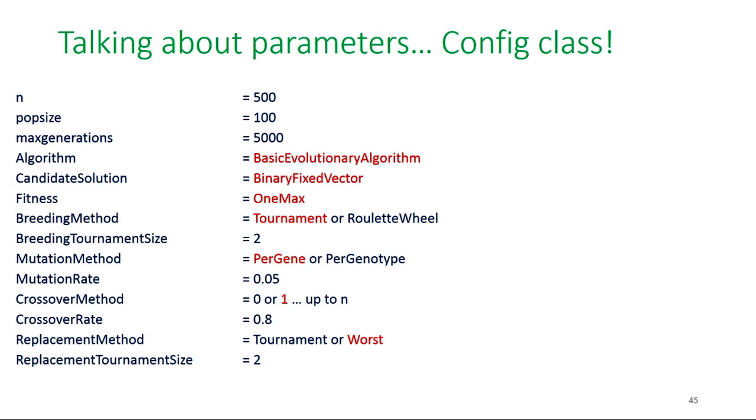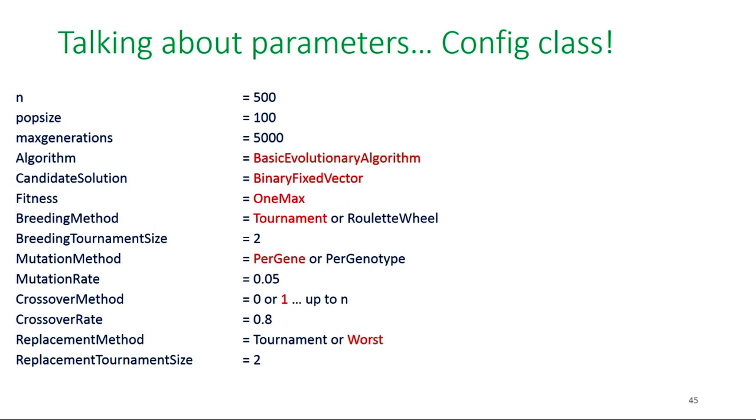But in this example, I have a parameter that's going to be called algorithm. And all I'm going to implement for now is this basic evolutionary algorithm. That's the name I'm going to put in the configuration file, and that's going to correspond to what we discussed.